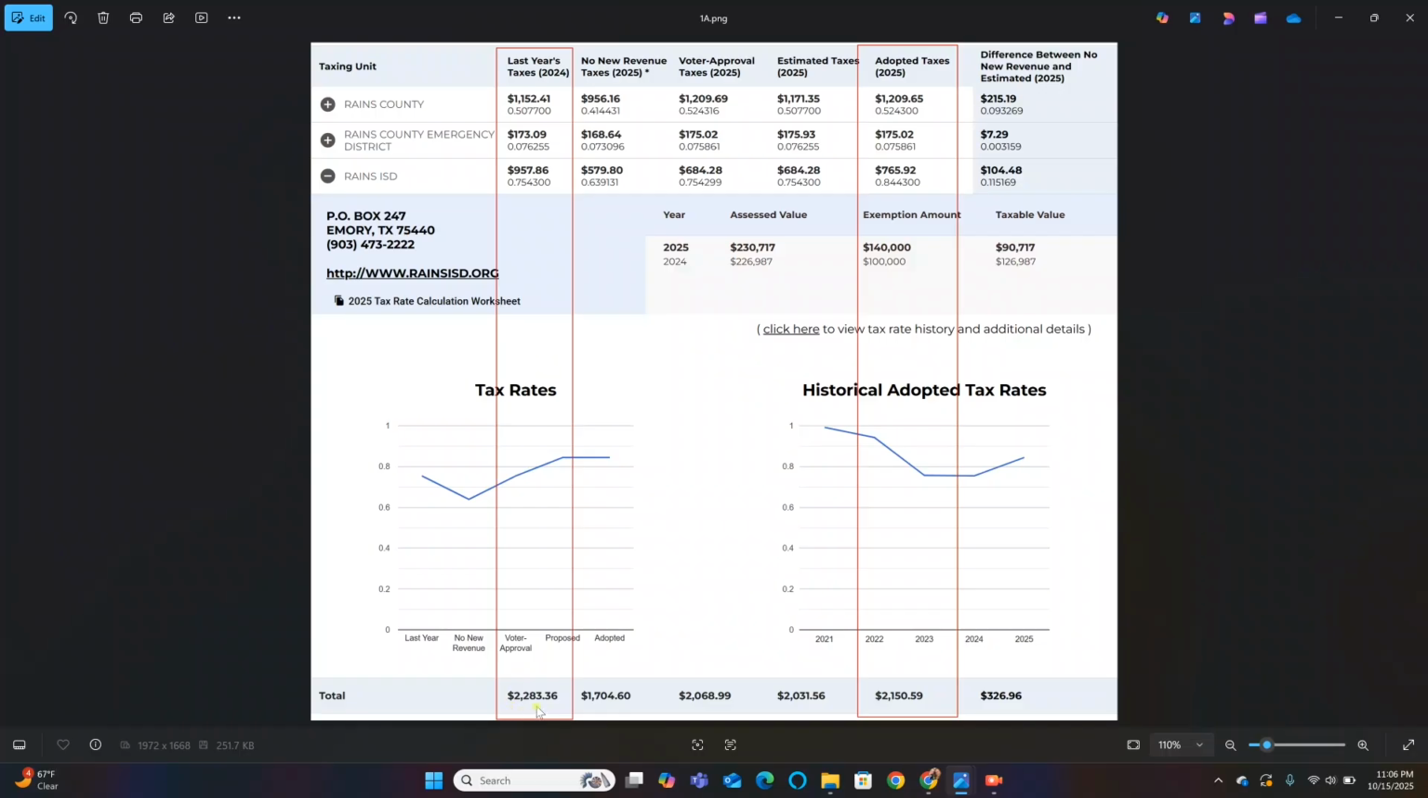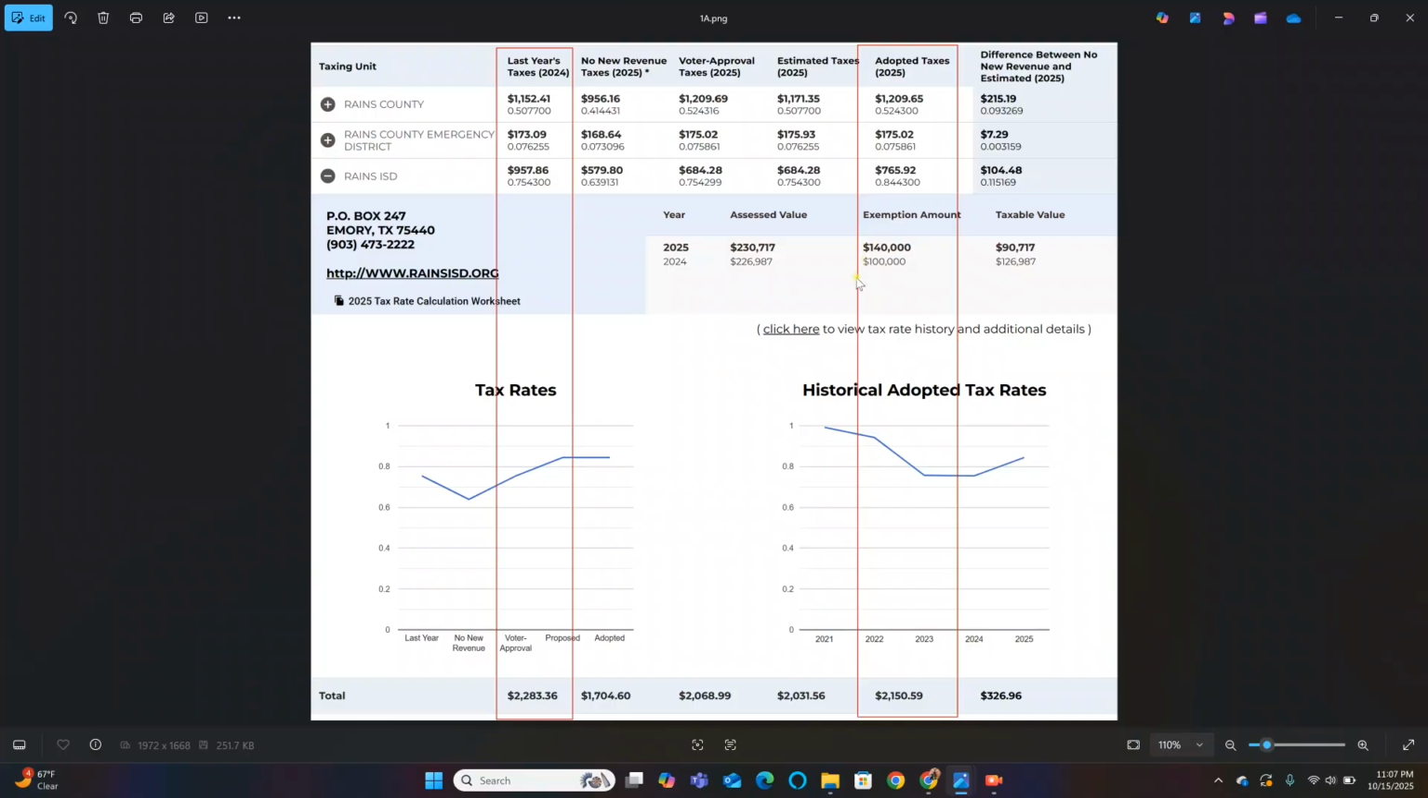This will show you that this property, as an example, which is very similar to many, the last year was 2283. If this vote passes, the new bill will be 2150. So this will receive a decrease overall. This assessed value is in the 230 range. Sometimes when you get above 300 or 400, somewhere around there, you may not see an overall decrease anymore. And that's just based on the total value of the properties.